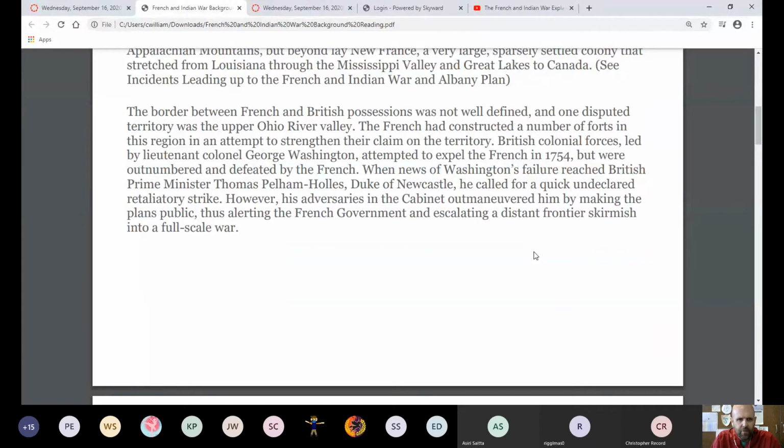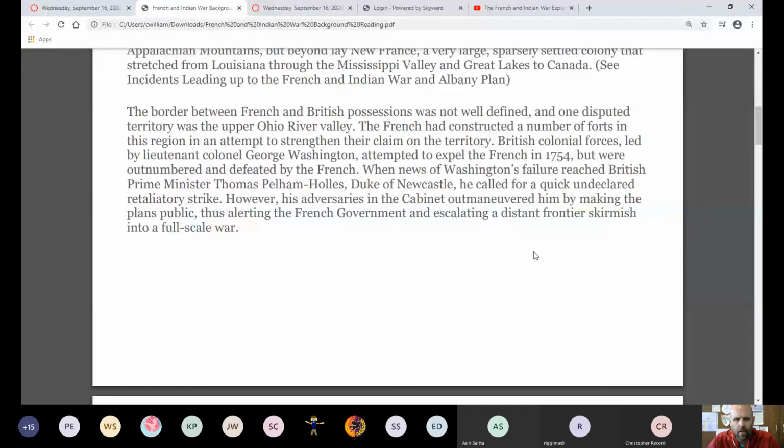The French had constructed a number of forts in this region in an attempt to strengthen their claim on the territory. British colonial forces led by Lieutenant Colonel George Washington attempted to expel the French in 1754, but were outnumbered and defeated by the French. When news of Washington's failure reached British Prime Minister Thomas Pelham-Holles, Duke of Newcastle, he called for a quick, undeclared retaliatory strike. However, his adversaries in the cabinet outmaneuvered him by making the plans public, thus alerting the French government and escalating a distant frontier skirmish into a full-scale war.